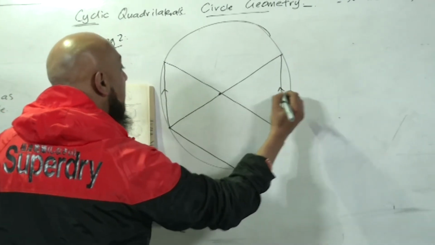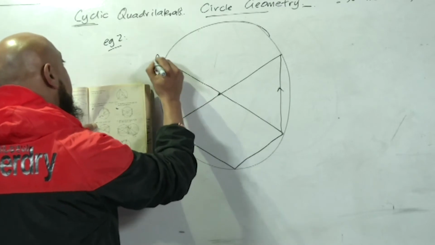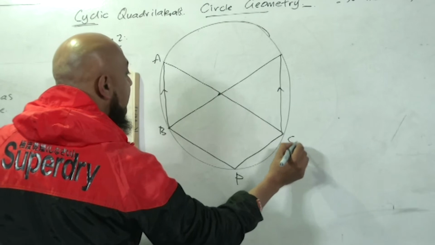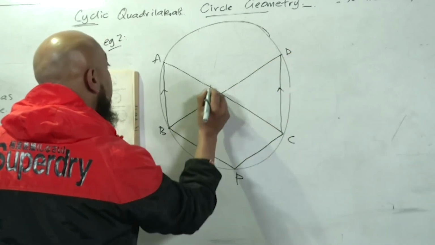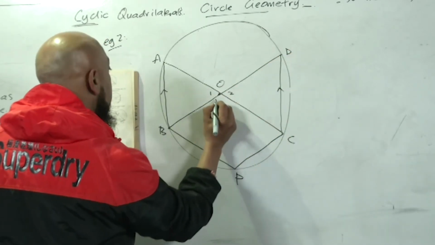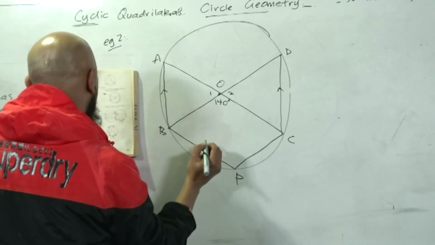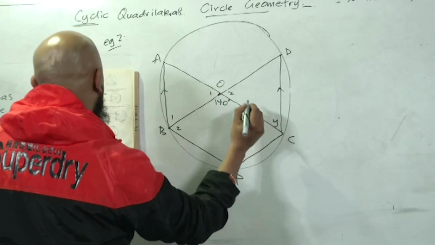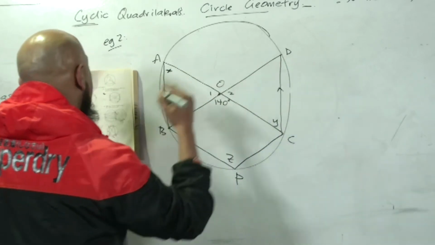Arrows represent parallel lines. These two are parallel. We've got A, B, P, C, D. We've got O1, O2. We've got this angle to be 140 degrees. B1, B2, that's angle Z. That is Y. That is X. And that is D.